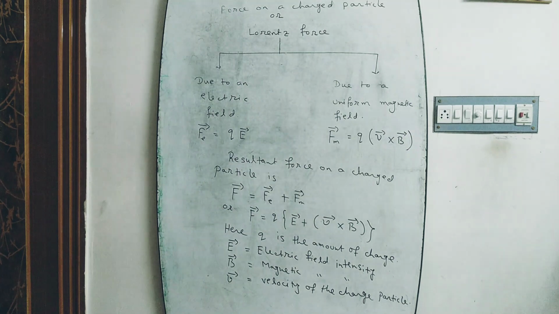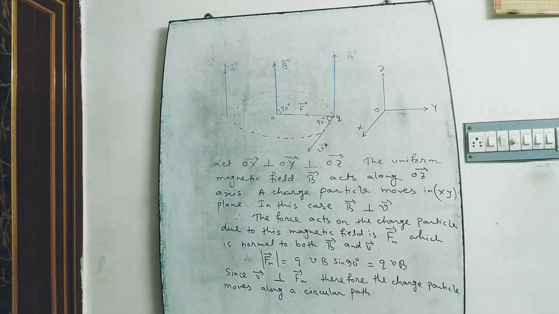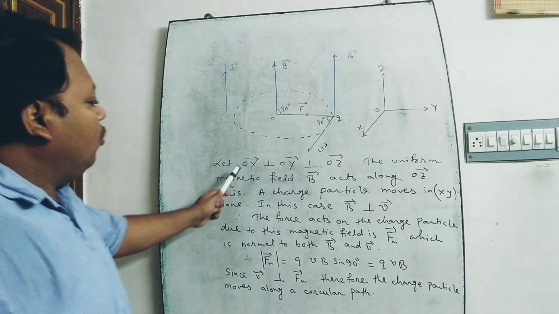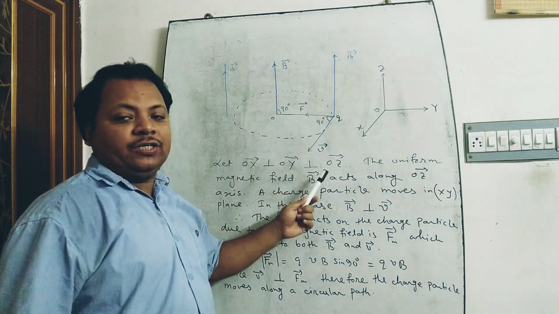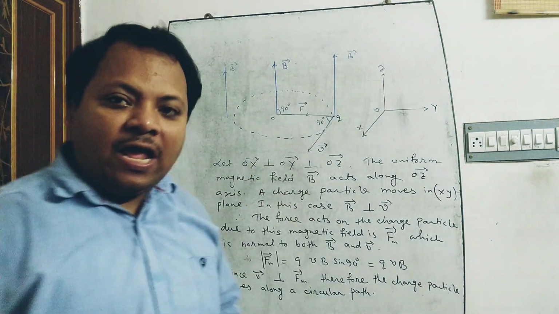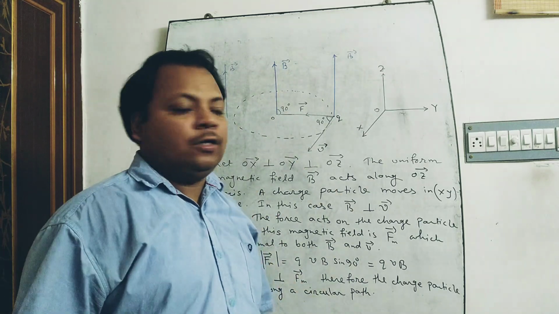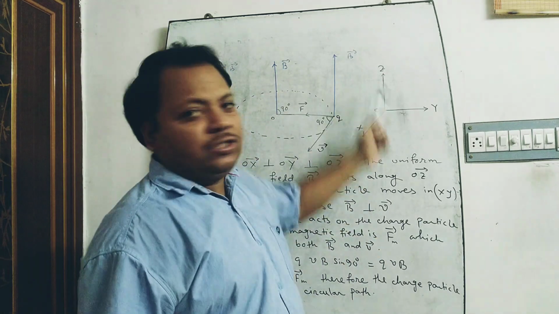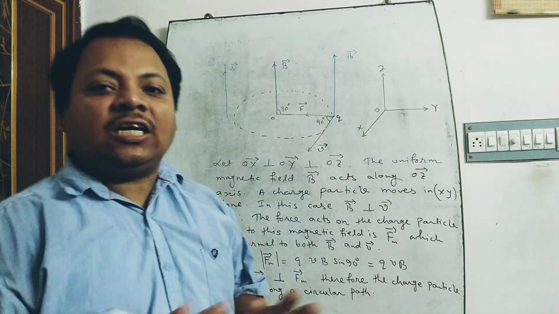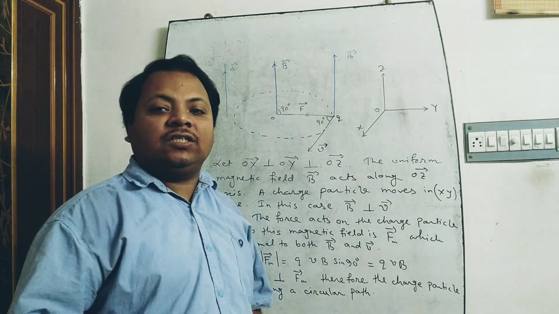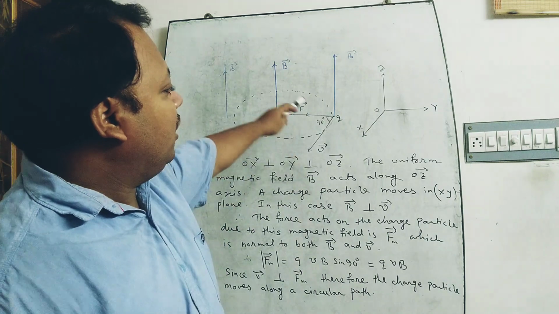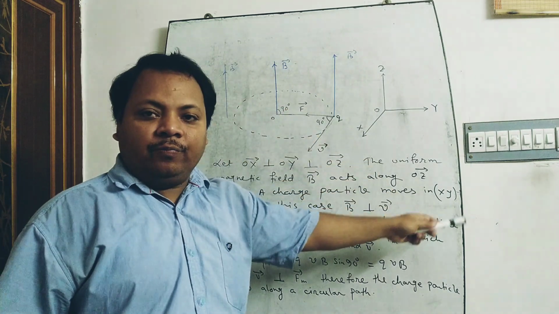Now I shall discuss these two forces in detail. Let OX, OY and OZ be three mutually perpendicular axes. B vector, that is the magnetic field, acts along the OZ axis. A charged particle having charge Q moves in the OXY plane.